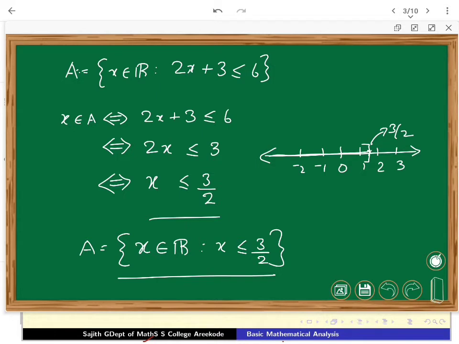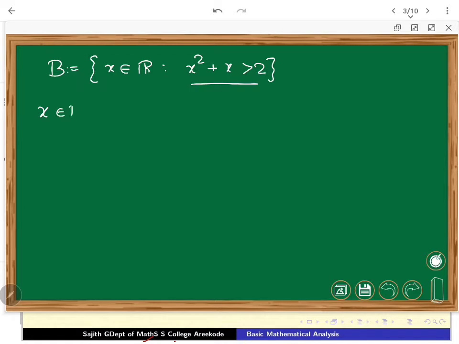Let us look at one more example of this variety. Let me write down B. It is defined by those real numbers x in R for which x squared plus x is greater than 2. Here you should be a little bit careful because it is a quadratic. So x is in B if and only if x squared plus x is greater than 2.